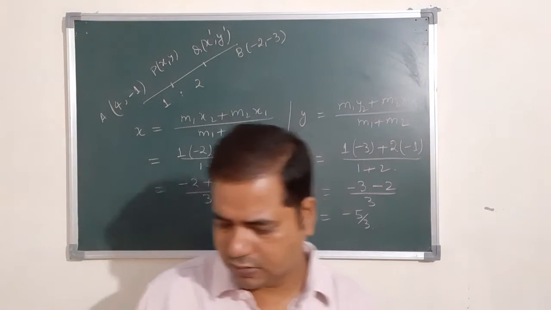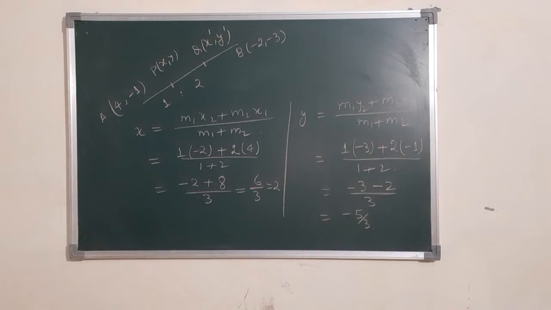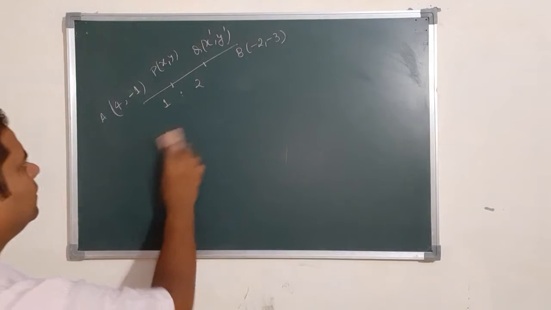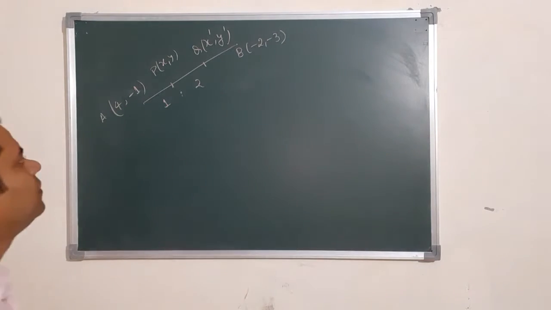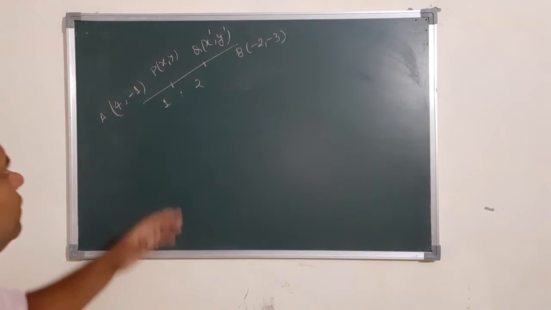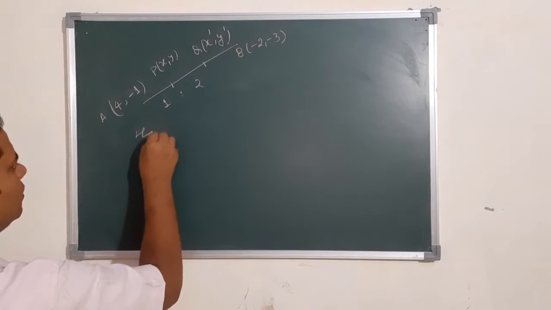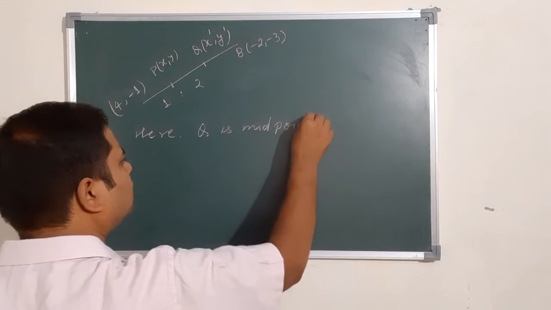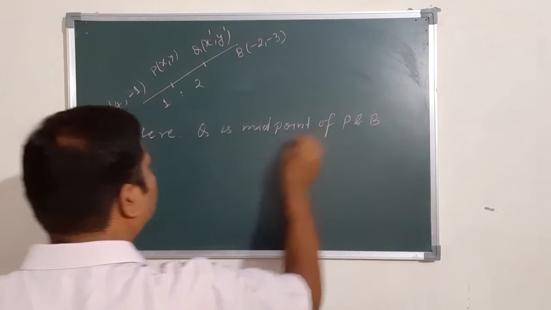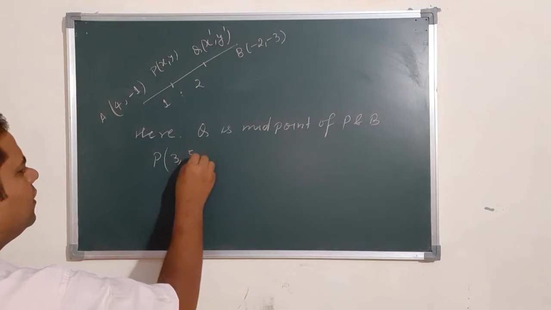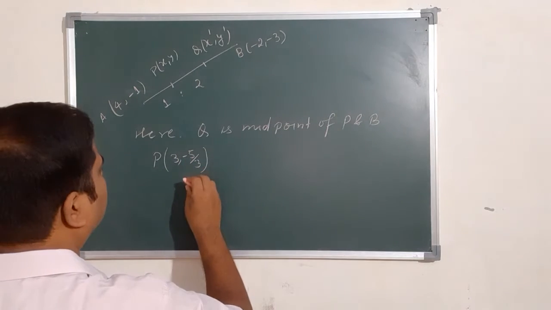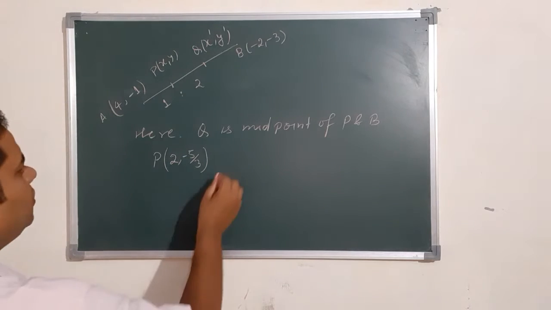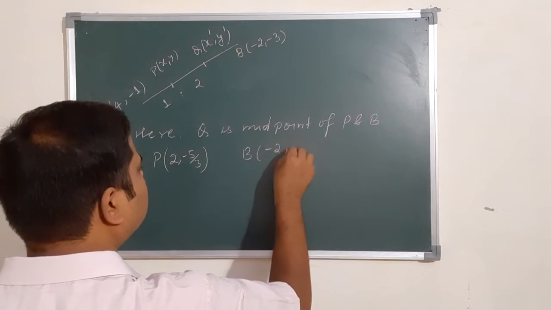Okay, maybe you completed it. So next thing is, now if you see, then Q is nothing but the midpoint of P and B. So the coordinate of P is, you know very well, 2 comma minus 5 by 3, and B is nothing but minus 2 comma minus 3.